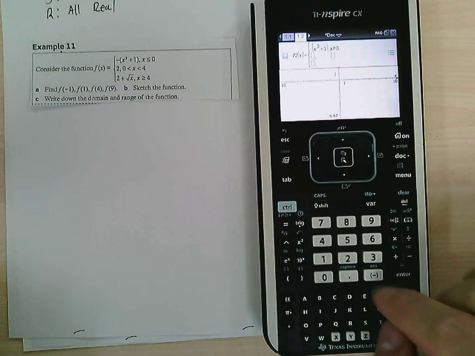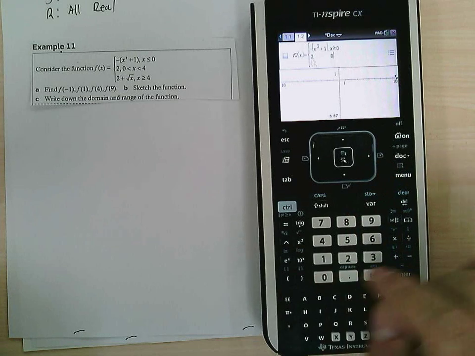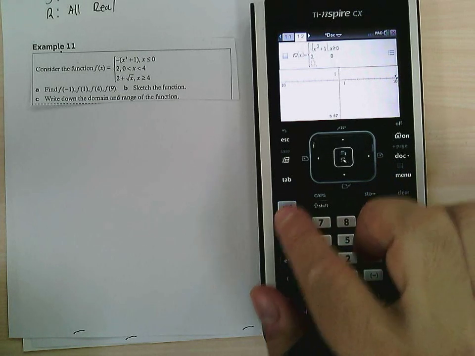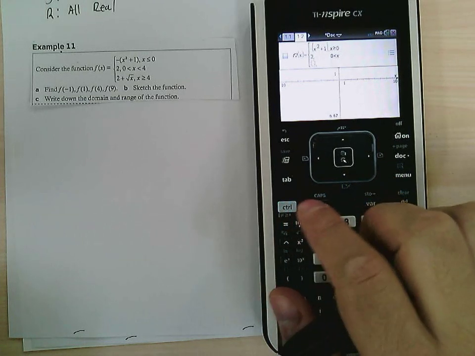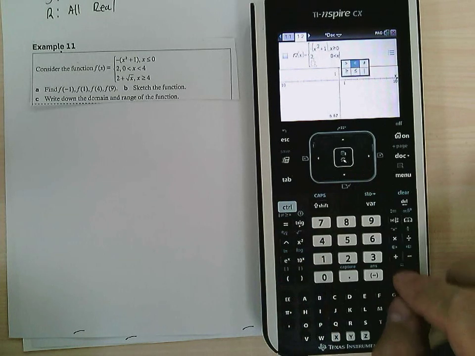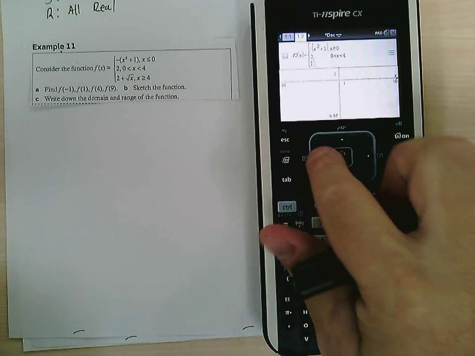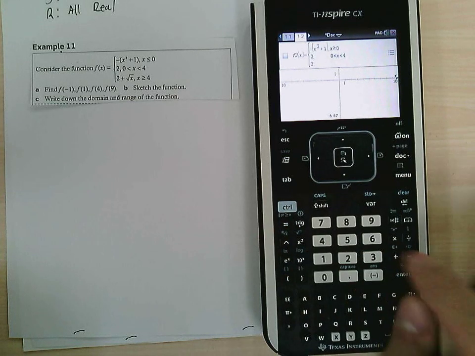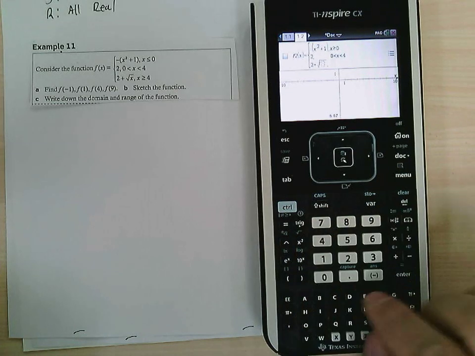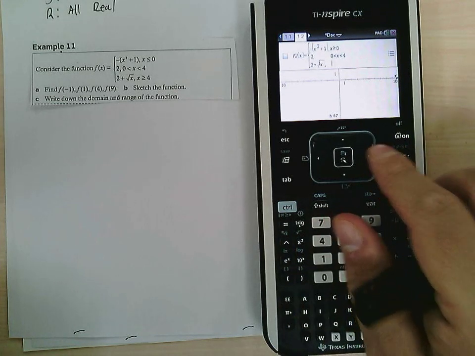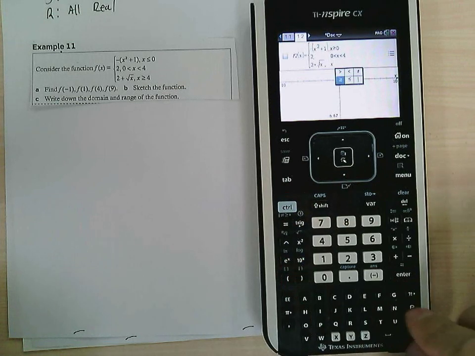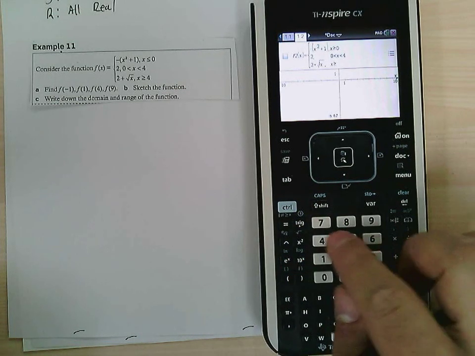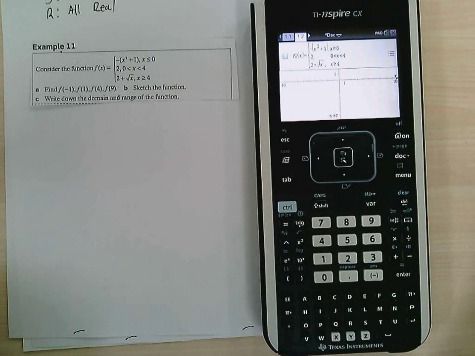Go to my next equation. This is just a constant number 2, but it's going to be between 0 and 4. And then 2 plus the square root of x, and that's for x greater than or equal to 4. And there you go.